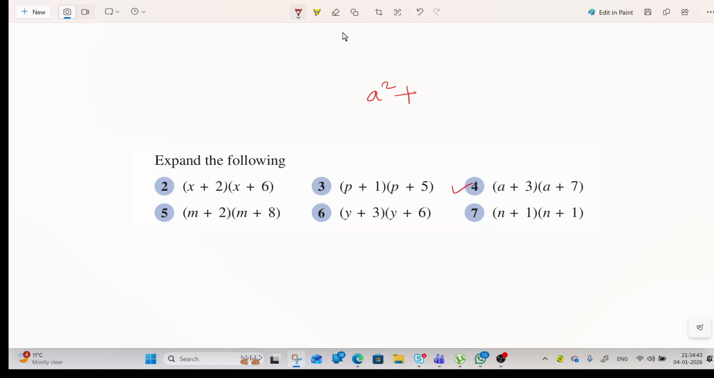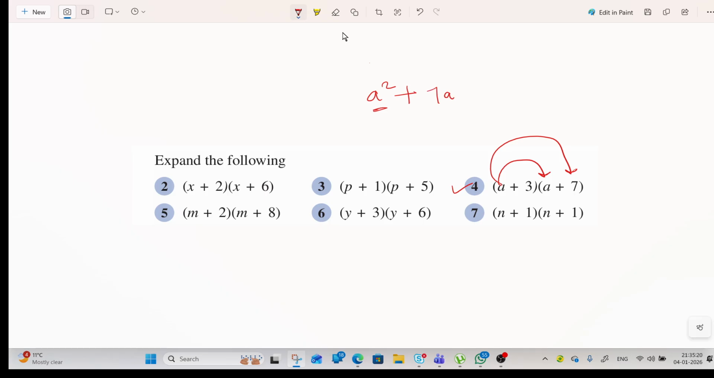You are not adding, you are multiplying. You multiplied a and a. That's how you got a squared, right? So multiply 7 and a, not add. You don't add them. First you multiplied these two, you got a squared. Now a times 7, which is 7a.